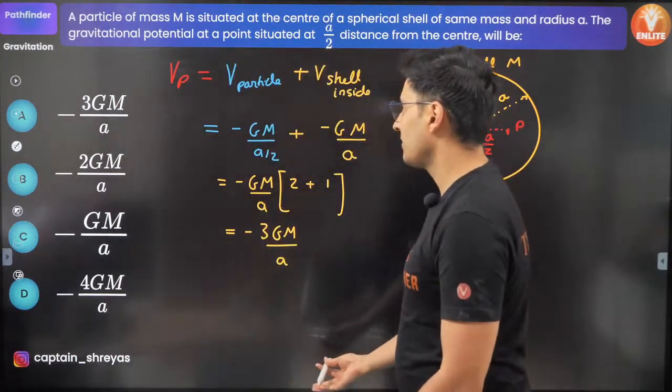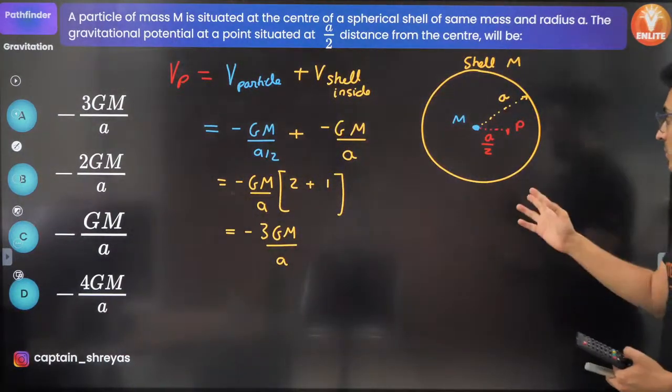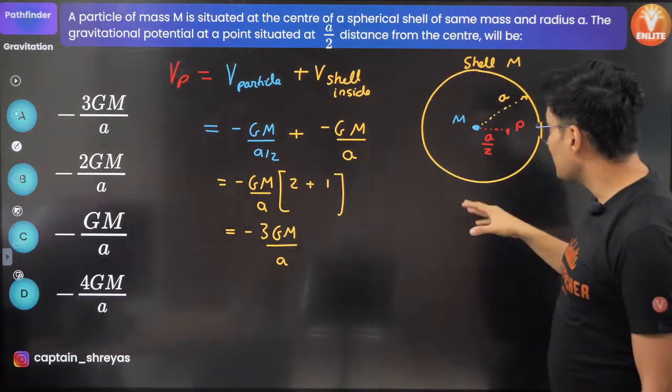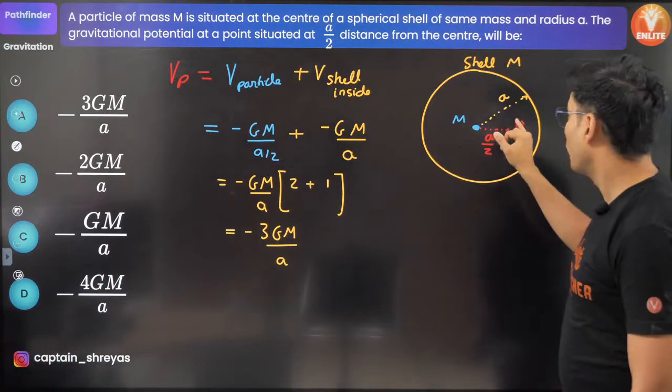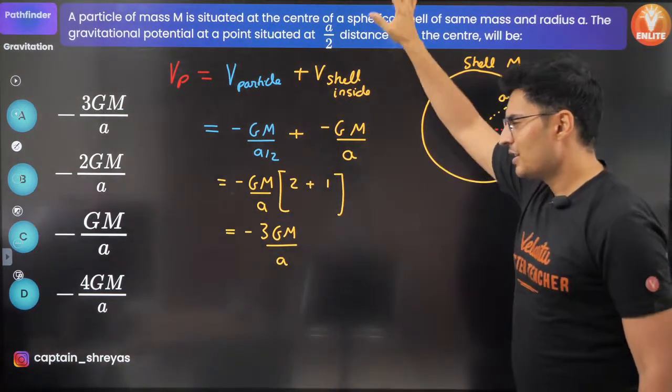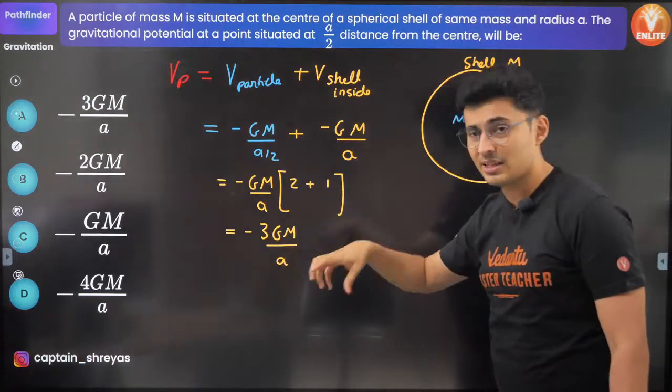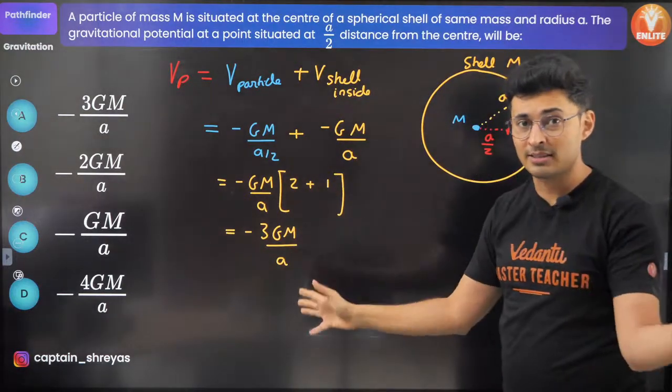Excellent. That's the answer. Now you know that if this problem was replaced by charges, there is a charge shell, there is a point charge inside. What is the potential due to these charges? Same method. Instead of G, you will have Coulomb's constant. Instead of mass, you will have charge. No difference at all.